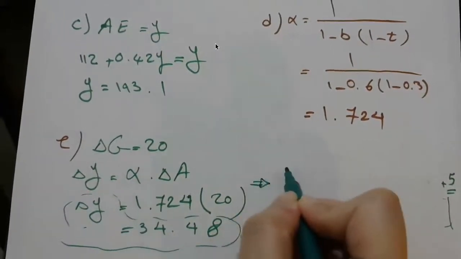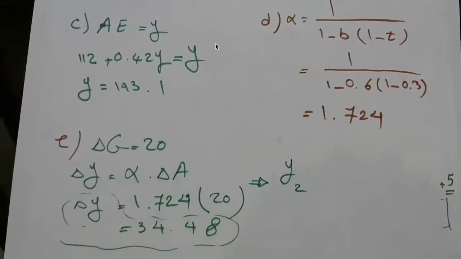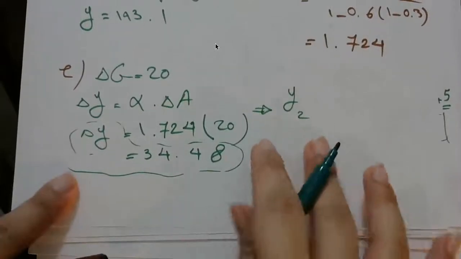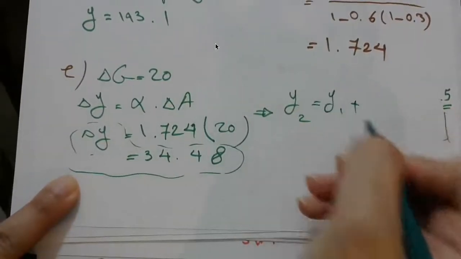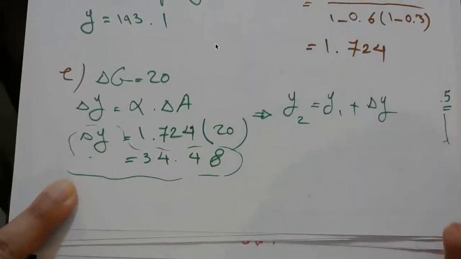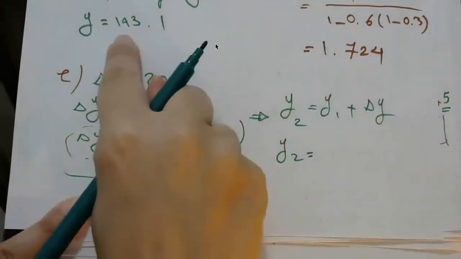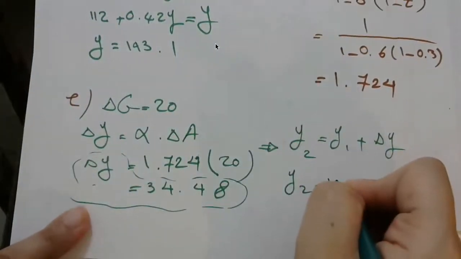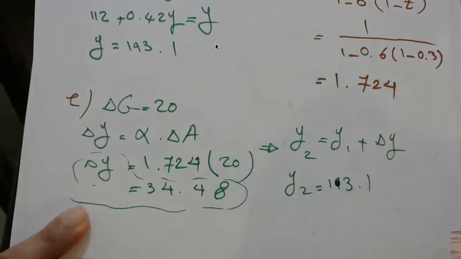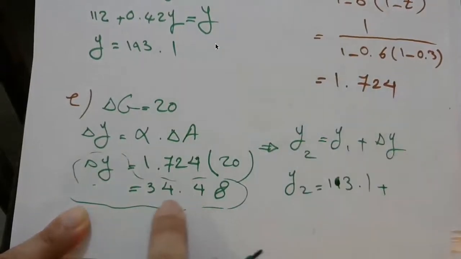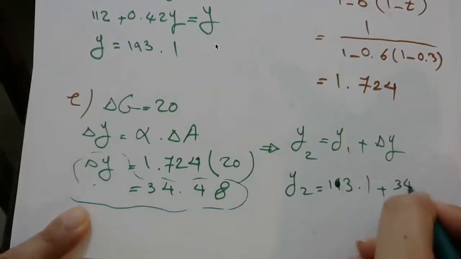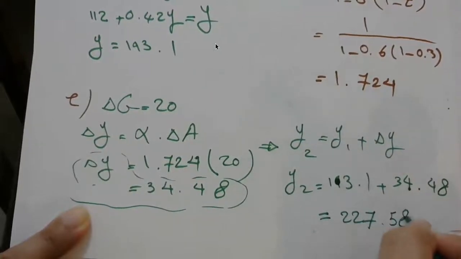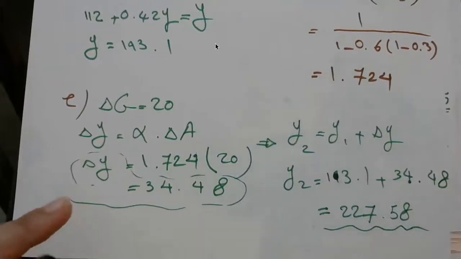So if I want to calculate the new GDP or new income, then new GDP is equal to previous GDP plus the amount of the change. So previous GDP was here 193.1, so 193.1 plus the amount of the change. Here is the change, 34.48, and is equal to 227.58. So this is the new GDP.